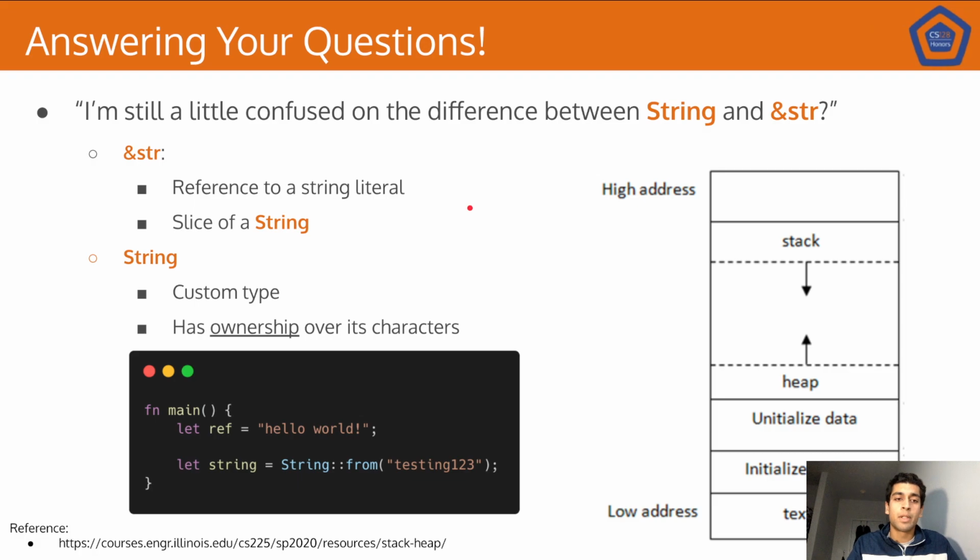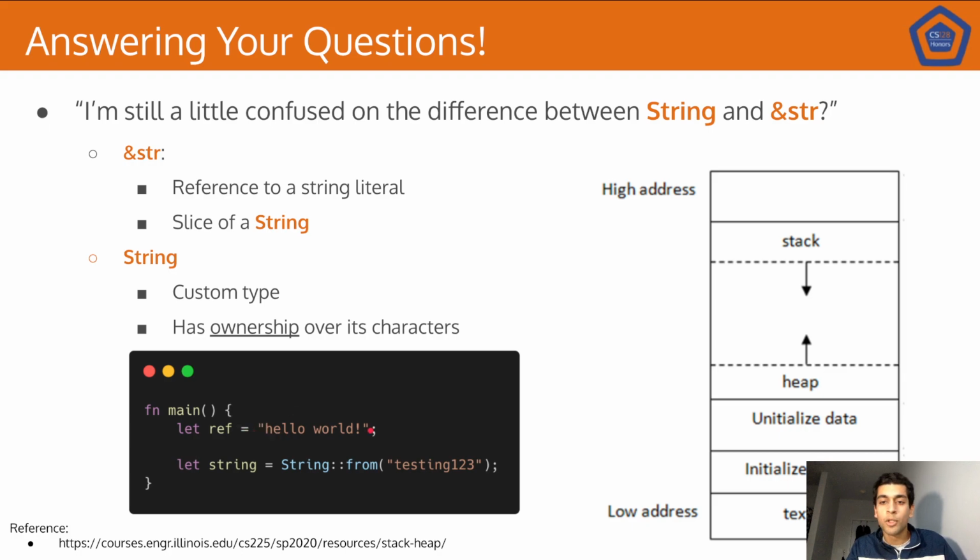So there is a little bit of a confusion between the capital S String and &str. So in short, &str is a reference to a string literal or a slice of the string. So we were sort of hiding a little bit because we had not introduced borrowing yet. We'll go much more in depth into &str slices in this lecture in just a little bit. In short, &str is a string literal. It's a reference type. String, capital S, is a custom type, and it has ownership over its characters. So in this example, this let ref is essentially a pointer to this string data inside this memory stack.